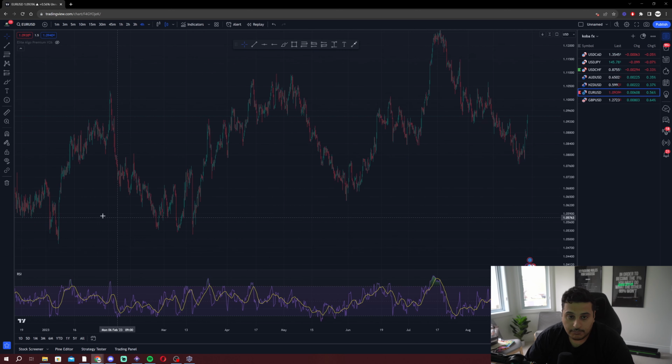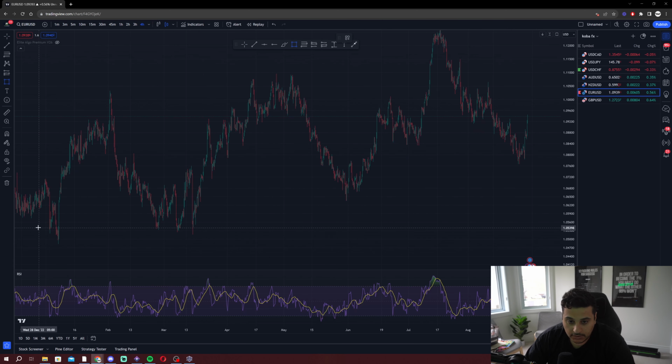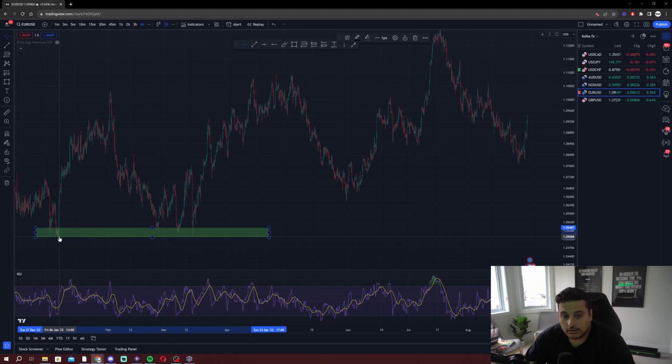So for example, over here would be an area of demand, because you can see that every single time the price came back down to this level, the price shot back up. So normally, as a human being, if you see this happening once, twice, 3 times, 4 times, you'll most likely expect it to happen a 5th time as well. It's just human psychology.